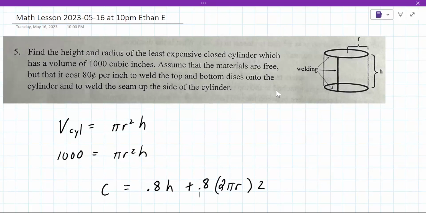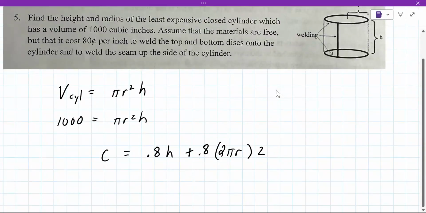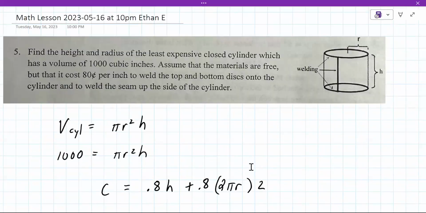Is that okay so far? So it would be 2.8, or wait, sorry. So it would be 2 times 2 pi r. That's the top. The bottom is 2 pi r. You have two of them. That's where the 2 comes in. The 0.8 is the cost to weld the circumference. Oh, okay.